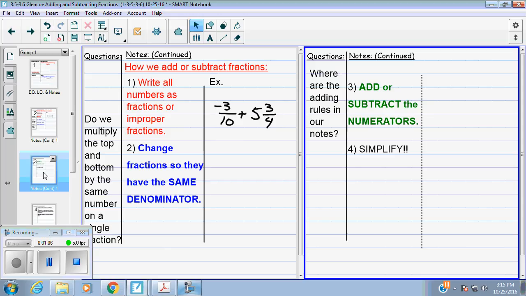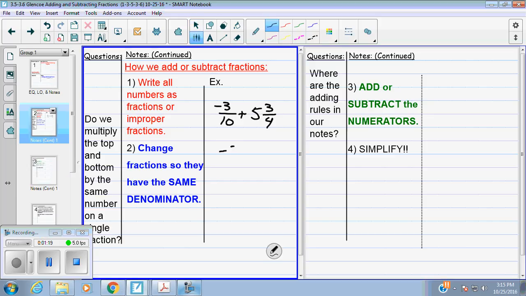Excellent. Okay, welcome back. So first step, notice this is the same step as multiplying and dividing. We're changing our fractions from normal fractions or mixed numbers into improper fractions. So -3/10 is not going to change, but plus 5 3/4 is going to be 5 times 4 plus 3 is 23/4. Okay, step 1.